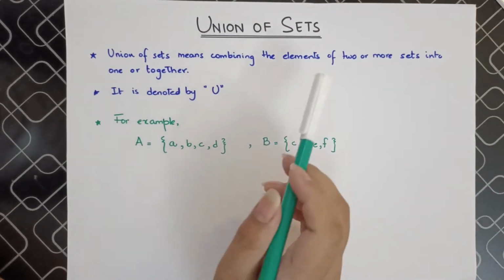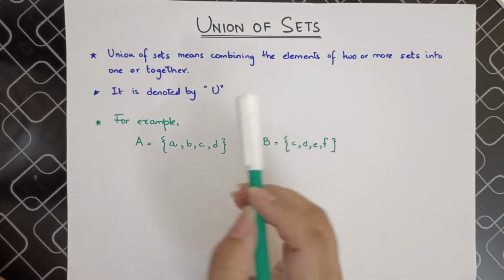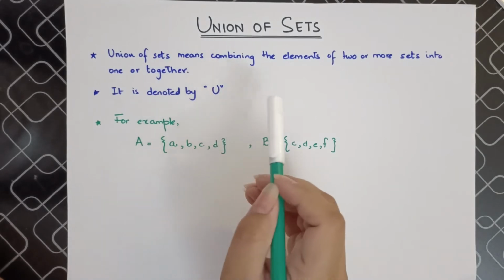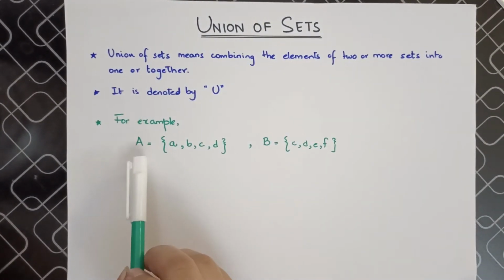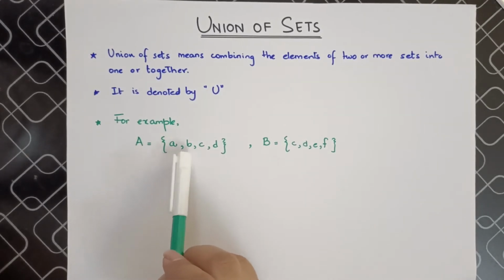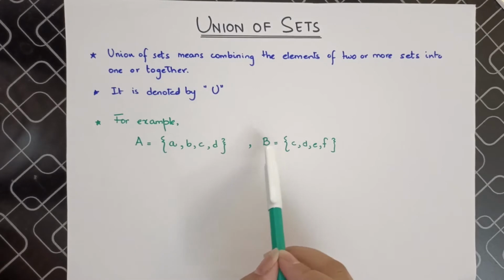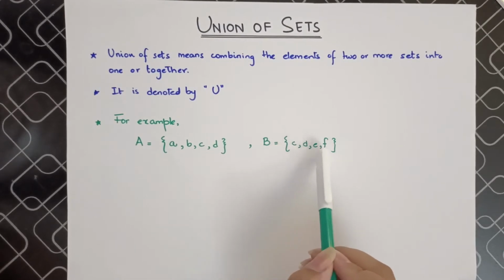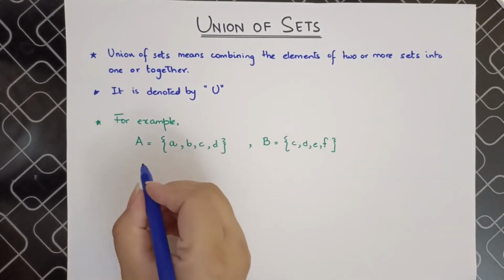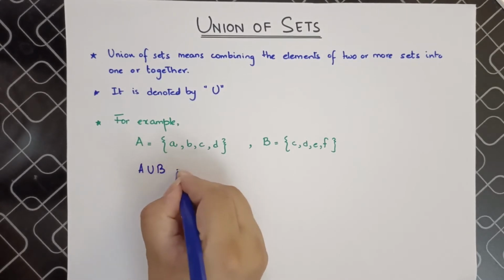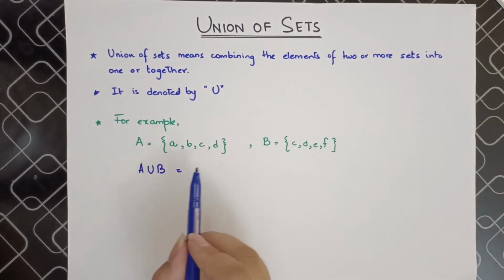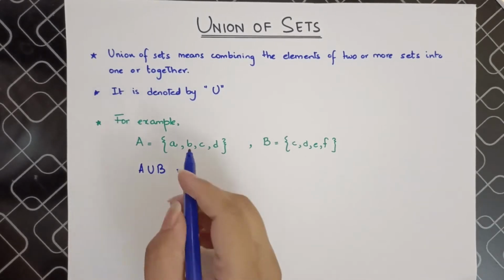So how are we going to do it? I'm going to tell you an example so it will help you clear the concepts more. For example, we have two sets: A, which has elements a, b, c, d, and the set B, which has elements c, d, e, f. They ask us to show A union B, which means that we have to combine these two together.